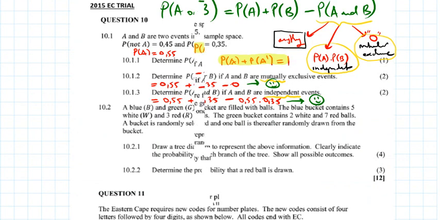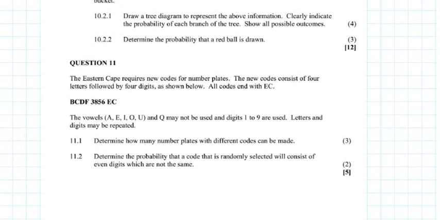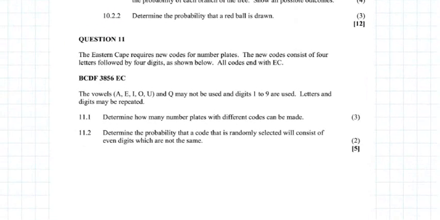Alright, then question 11. There's a number plate question. It's kind of counting principles. Yes, we have what? Number plates. The new code consists of 4 letters like this one, and then 4 digits and another EC. So EC is fixed, but those letters B, C, D, E, F can be changed and the numbers can be changed.